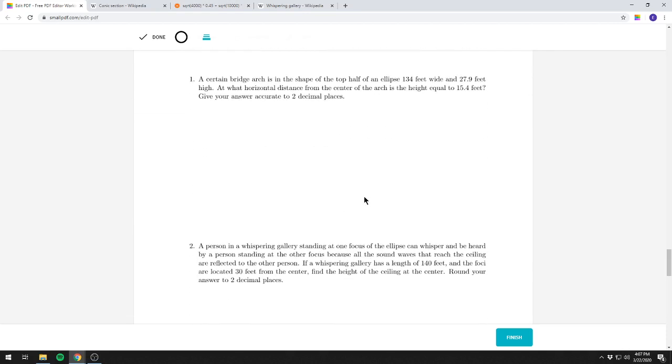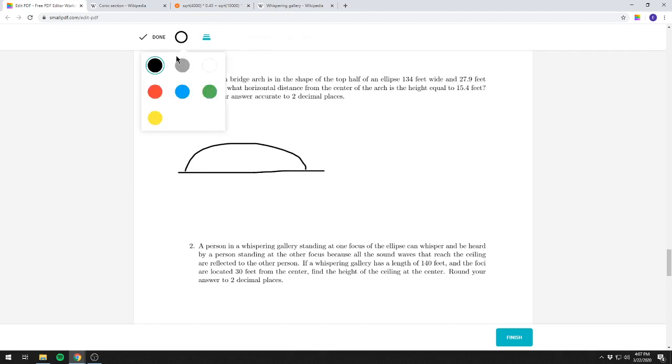Number 1, the first one I have here, it says a certain bridge arch is in the shape of the top half of an ellipse. It's 134 feet wide and 27.9 feet high. So you got a top half of an ellipse. I'm just going to draw what that would look like as best I can. What we are told is that it's 134 feet wide. It's going to be 134 from left to right.